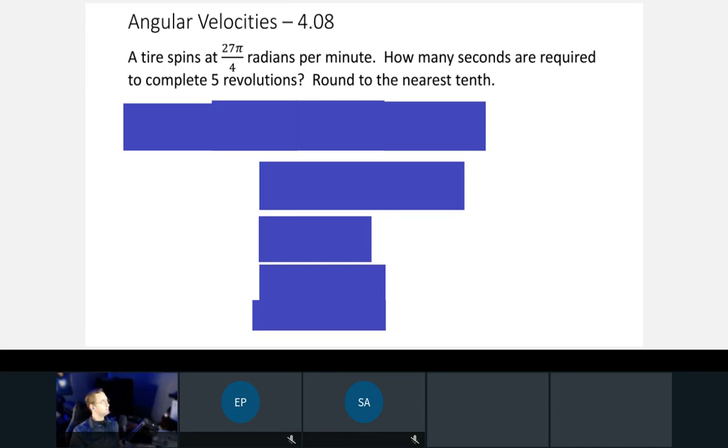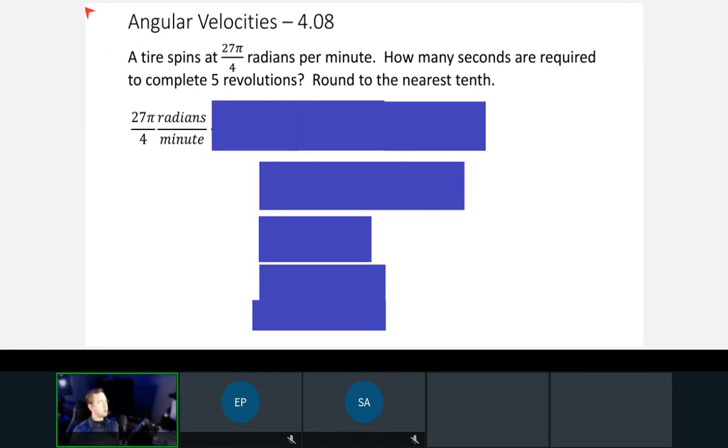All right. So there's actually a few ways to solve this problem. I think the way on this page is probably going to be maybe the easiest. We know that it's 27 pi over 4 radians per minute. You can even think of this as 27 pi radians in 4 minutes. It has the same meaning.